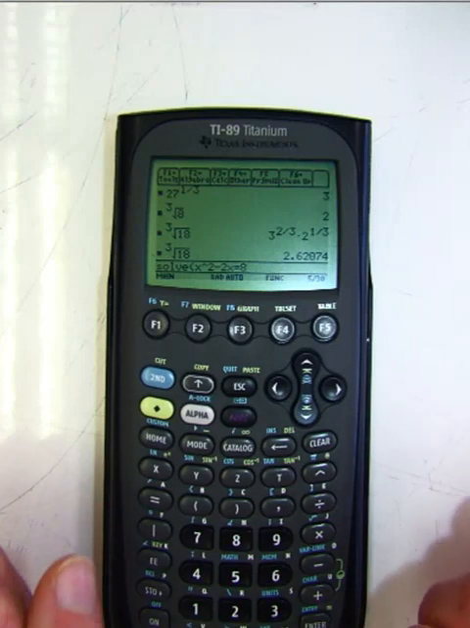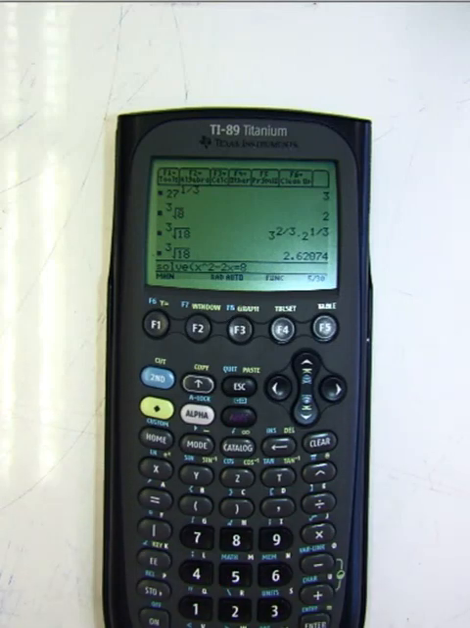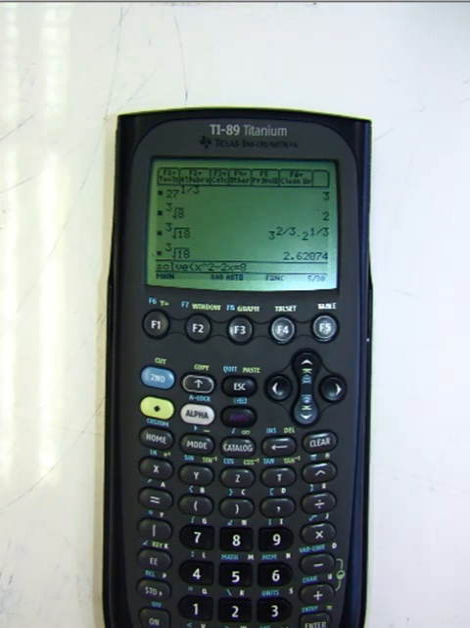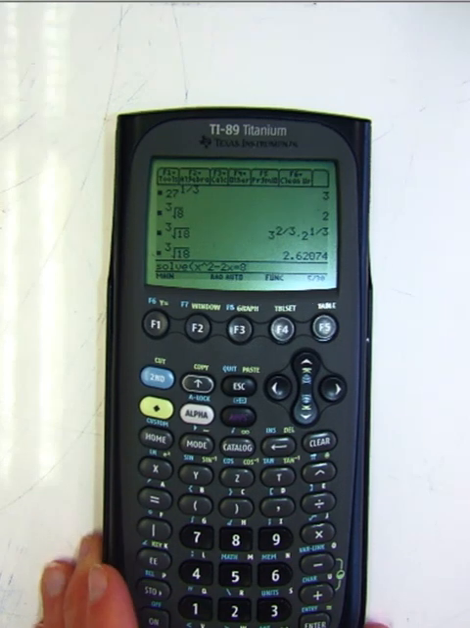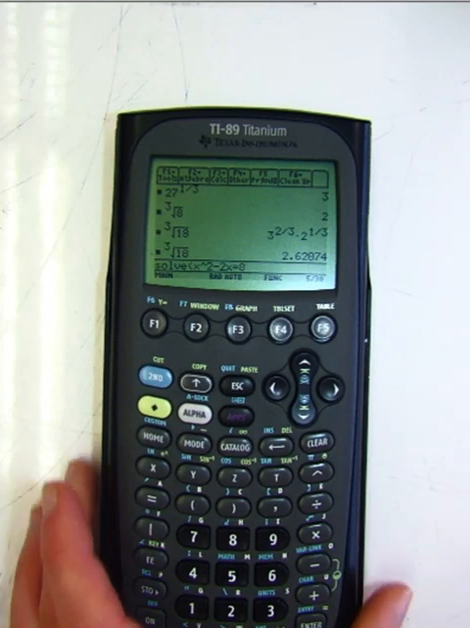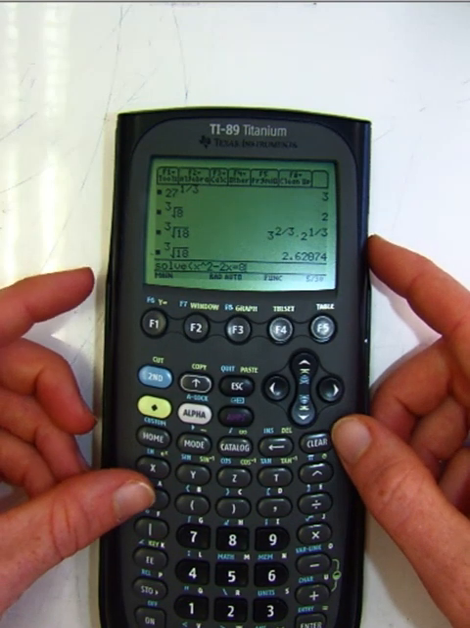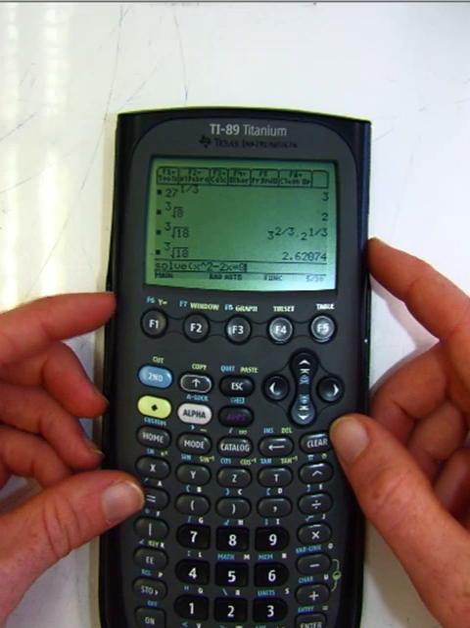Okay. The square button. You don't have a square button like you do on your 83 or 84, so you just have to use the exponent button, which is right below clear. X squared minus 2x is equal to 8. Okay. The equal button is over there on the left side, about halfway down.